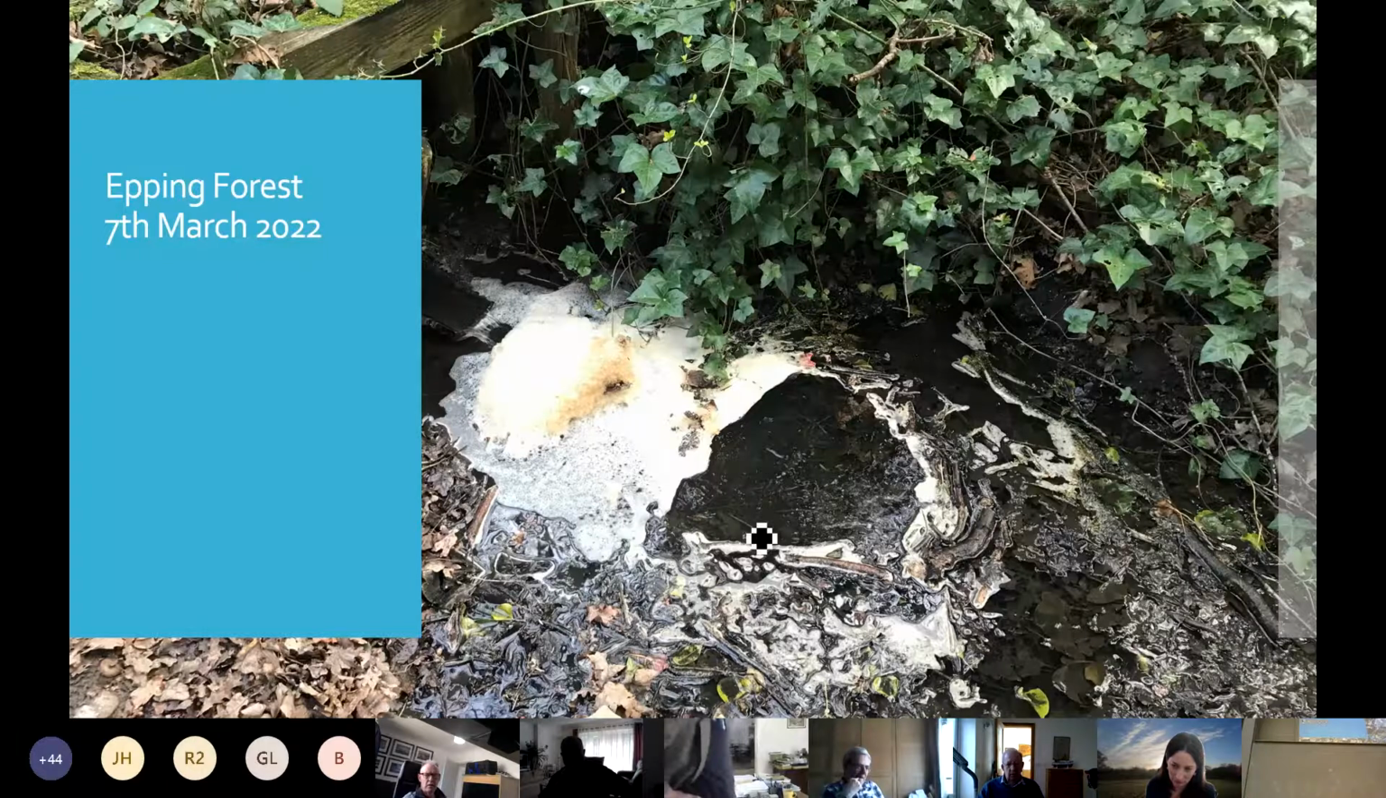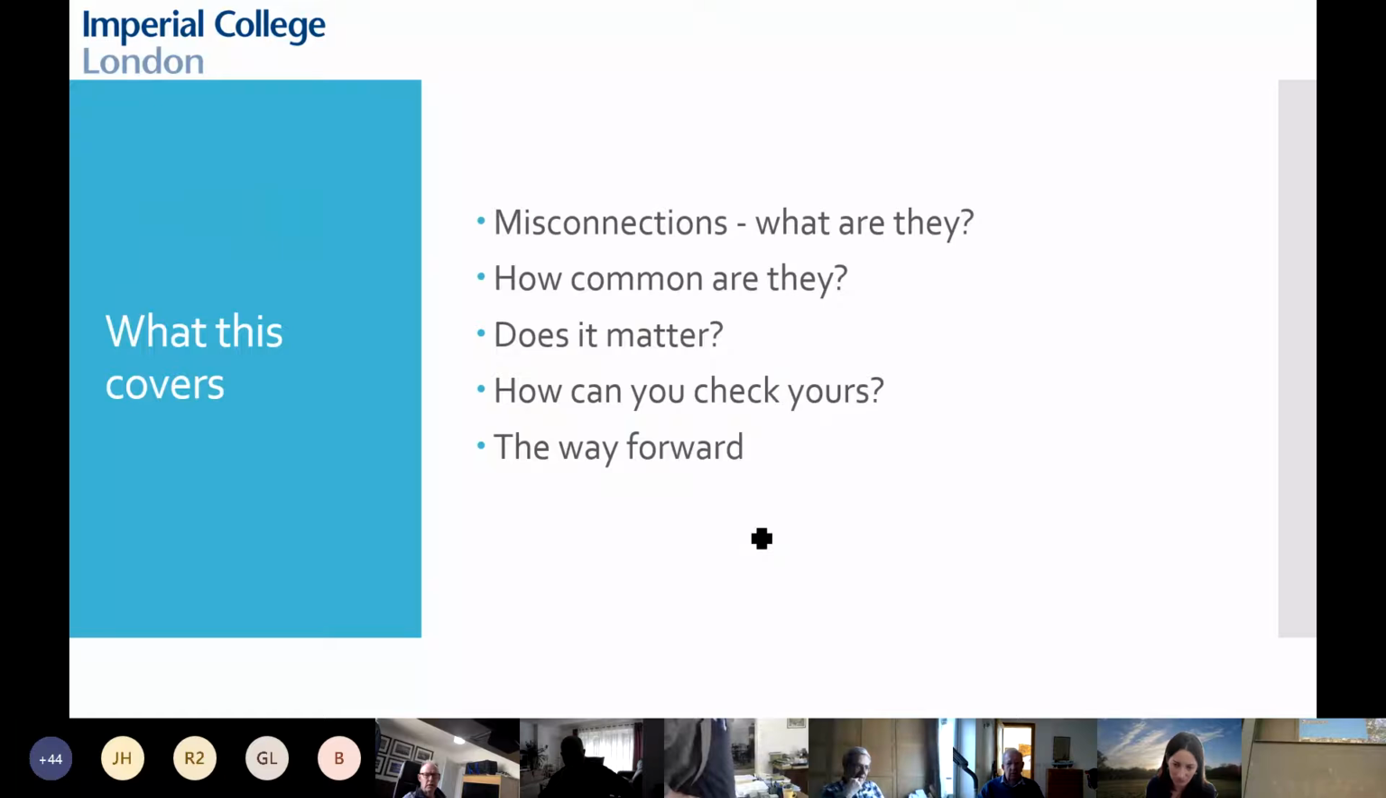Okay. So what am I going to talk about? Misconnections, what are they, for anyone who doesn't know? How common are they? Does it matter? How you can check yours. This is an important bit. This is the citizen science bit and the way forward, because it can be cured.